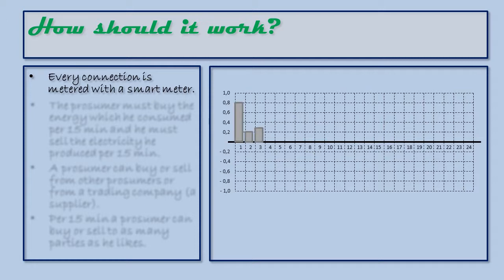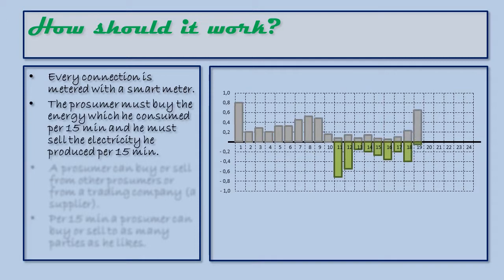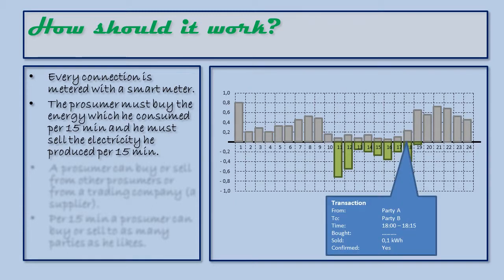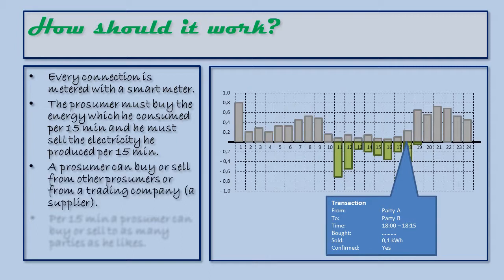Every connection is metered with a smart meter. The prosumer must buy the energy which he consumed per 15 minutes and he must sell the electricity he produced per 15 minutes. A prosumer can buy or sell from other prosumers or from a trading company, a supplier. Per 15 minutes, a prosumer can buy or sell to as many parties as he likes.